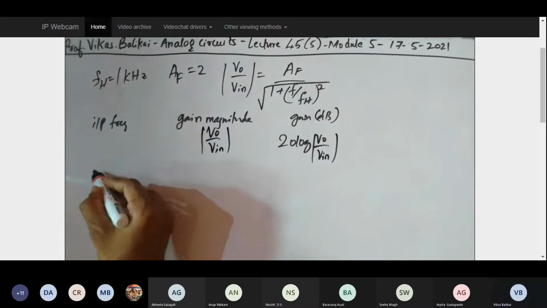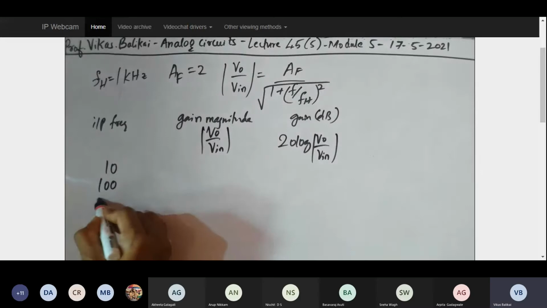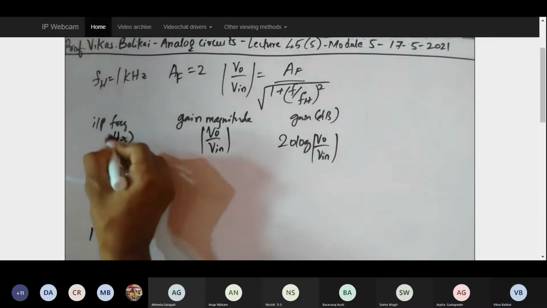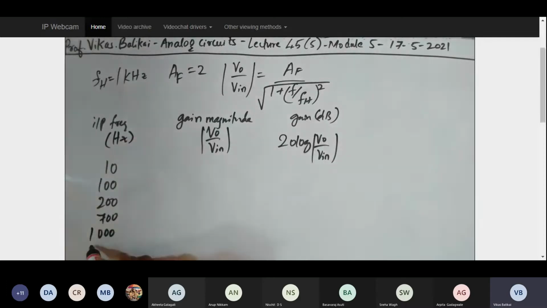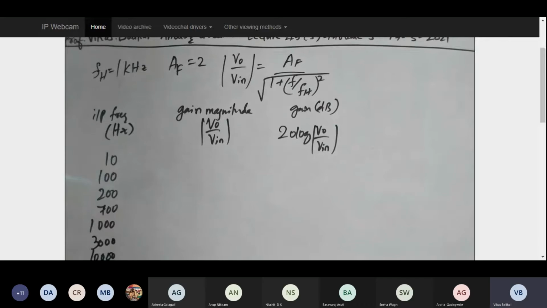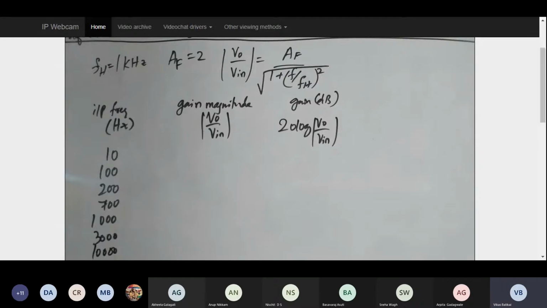I'm going to start with 10 hertz, 100 hertz, 200, some random value, 700 hertz, 1000 hertz, then 3000 hertz, and then 10,000 hertz. For all these values, I'm going to get the gain magnitude, and then accordingly I'm going to convert that in terms of dB, and then I'm going to plot it.